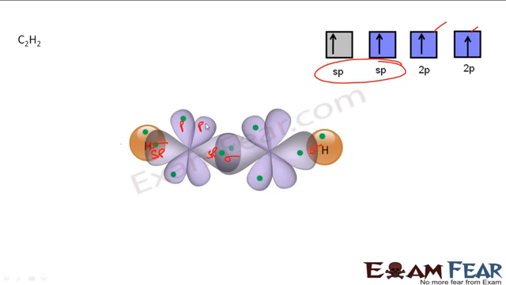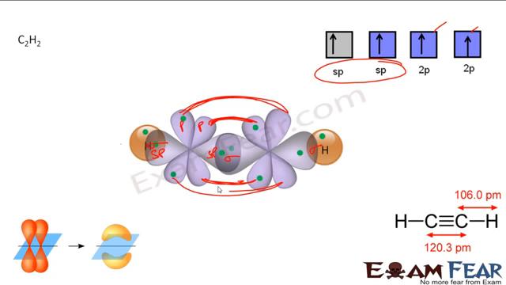So now two p orbitals are free, actually. So this will form one pi bond, and the other one will form another pi bond, right? Like this. So it will have a structure something like this: one sigma bond and two pi bonds. This is also sigma bond, this is also sigma bond, right?